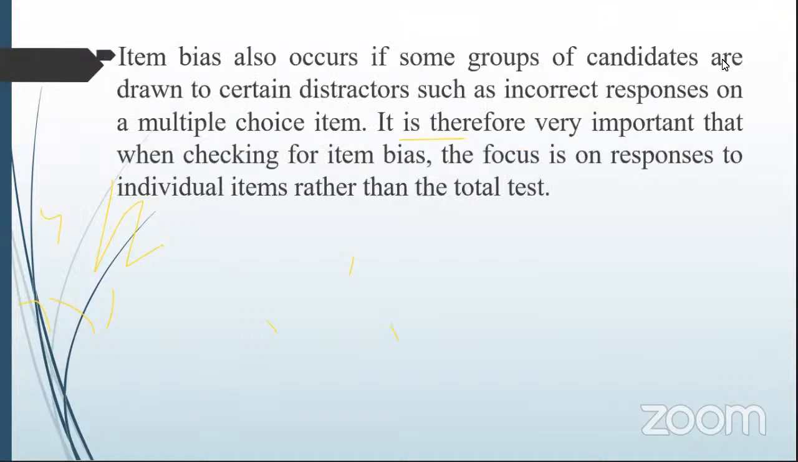Item bias also occurs if some groups of candidates are drawn to certain distractors, such as incorrect responses to a multiple choice item. It is therefore very important that when checking for item bias, the focus is on the responses to individual items rather than the total test.